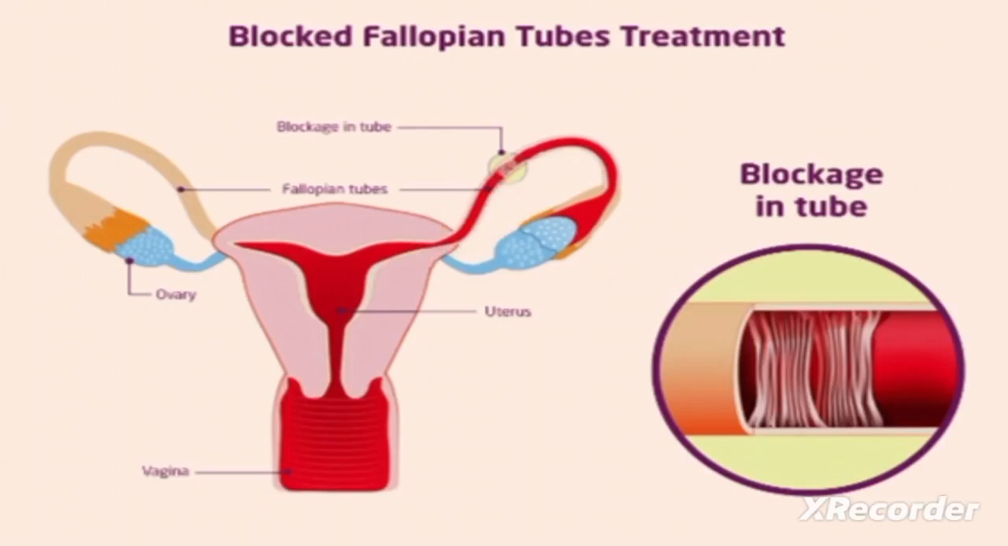Sometimes poor ovulation may also lead to infertility. If the eggs are not produced, if the ovaries are not producing eggs properly, this may also lead to infertility.